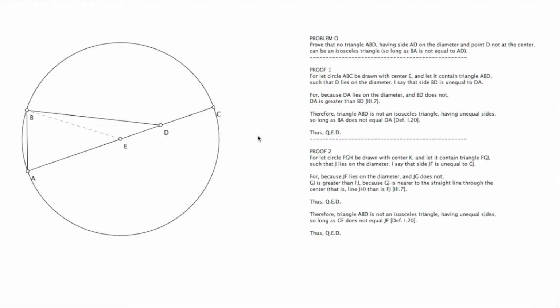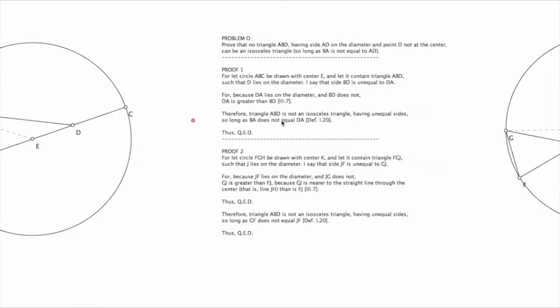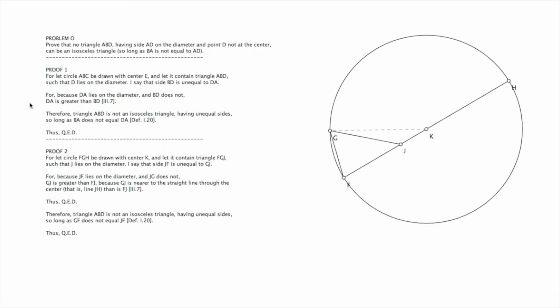Now, the reason I've written a second proof is because it's possible to draw this figure in a different way, and it changes how we prove it very slightly, but it does still make a difference. And so, if we imagine this case instead, we have a diagram that looks like this.